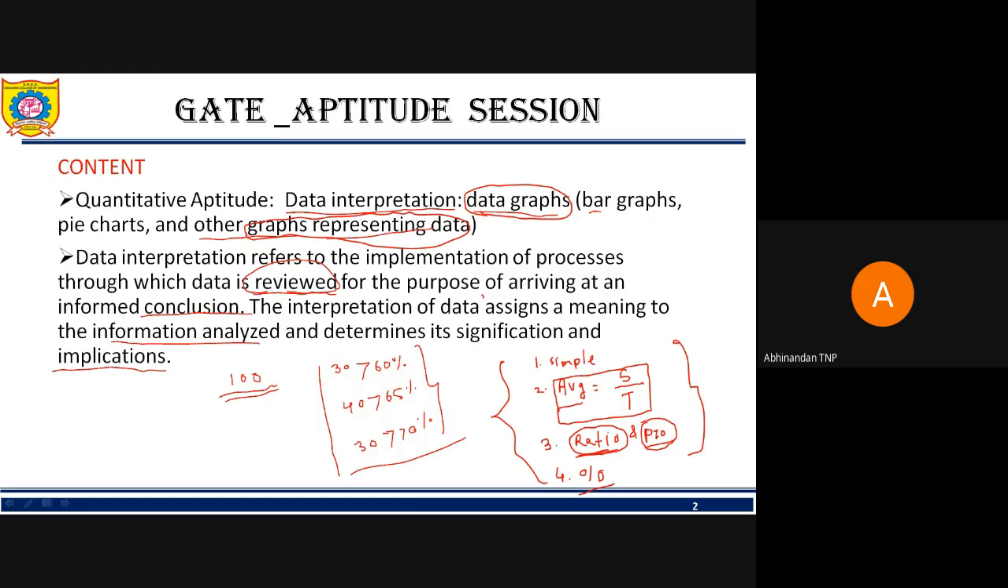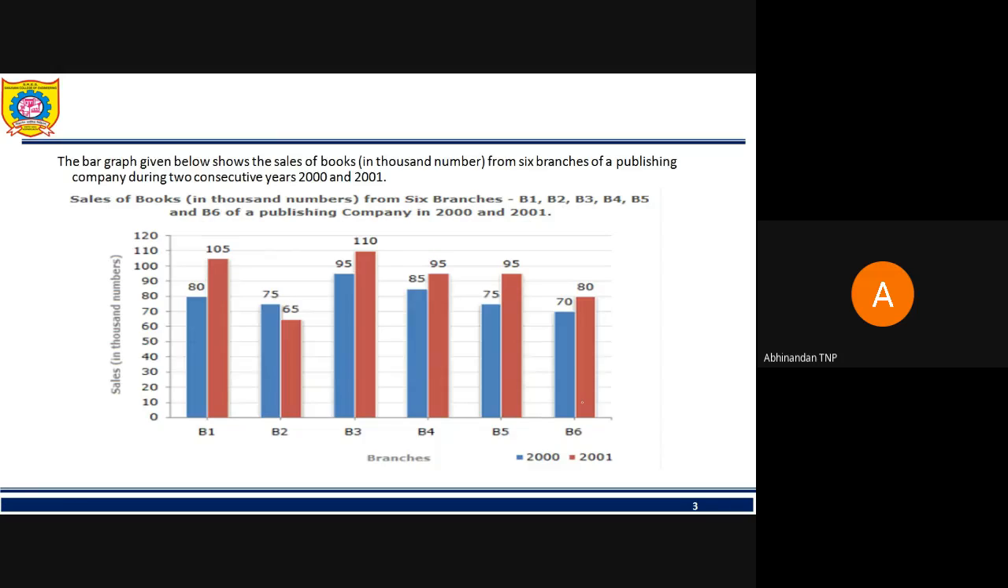Okay, so let us go for the first, that is bar graph. Now here it is mentioned that the bar graph given below shows the sales of books in thousands from 6 branches of a publishing company during the 2 consecutive years 2000 and 2001. So 2000 is given by blue and 2001 is given by red.